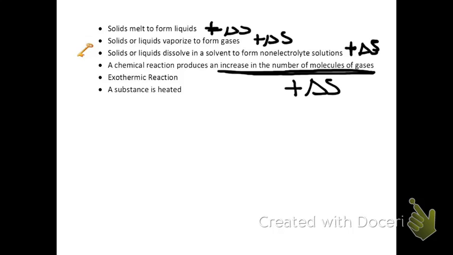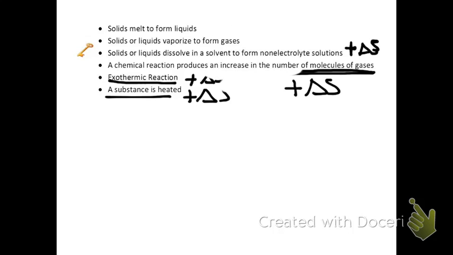Now, we've already addressed exothermic processes, and we said exothermic releases heat energy into the surrounding environment, creating a positive delta S, or increasing the entropy of the universe, making it more disordered. And then finally, heating a substance is also creating a positive delta S, creating more disorder or randomness in the universe.